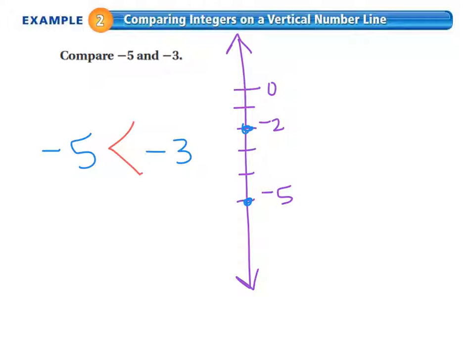This is where kids often get confused, because we know that 5 is greater than 3, but negative 5 is smaller. It's more negative, it's below negative 3 on the number line, so it's less than.